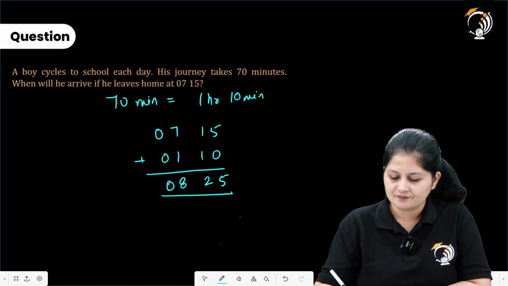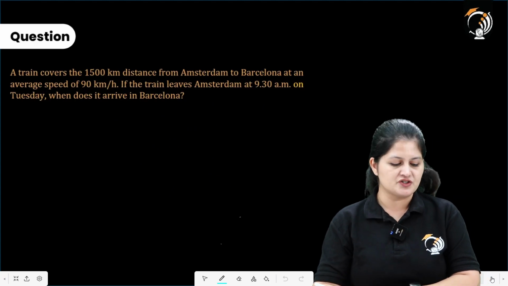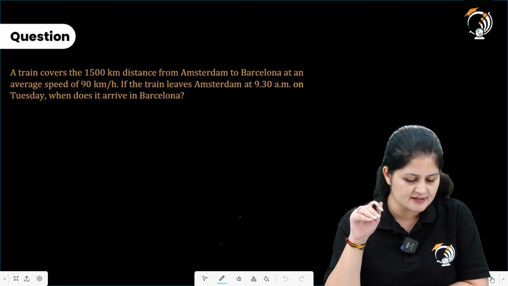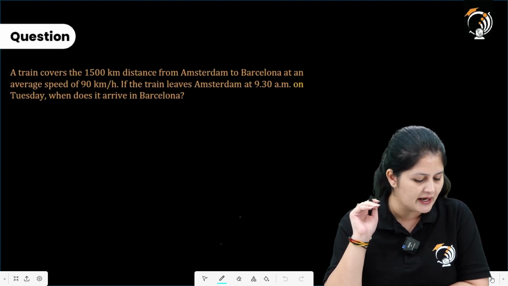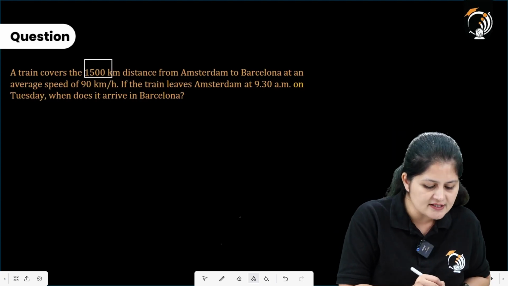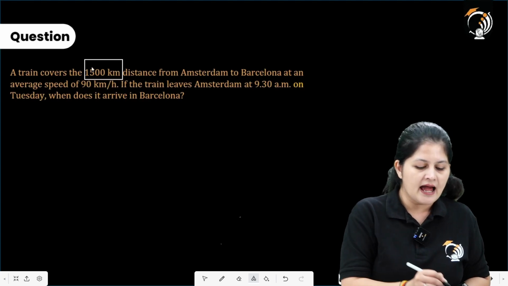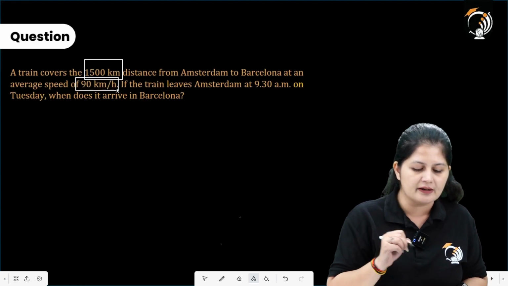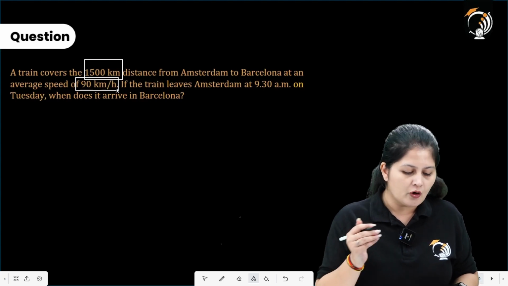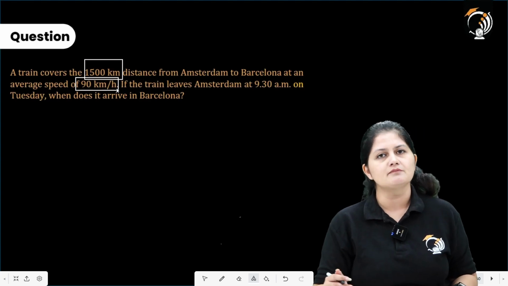Clear? Moving to the next question here, which says a train covers a 1500 kilometer distance from Amsterdam to Barcelona at an average speed of 90 kilometer per hour. Okay, so the distance is given as 1500 kilometer and the speed is 90 kilometer per hour. If the train leaves Amsterdam at 9:30 AM on Tuesday, when does it arrive in Barcelona?